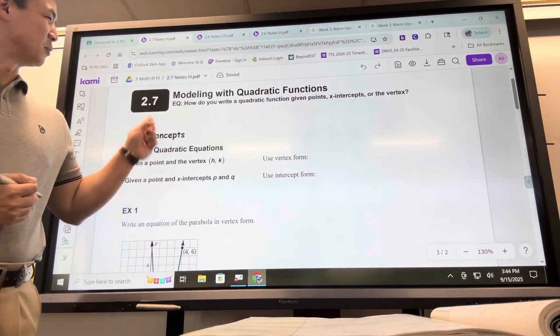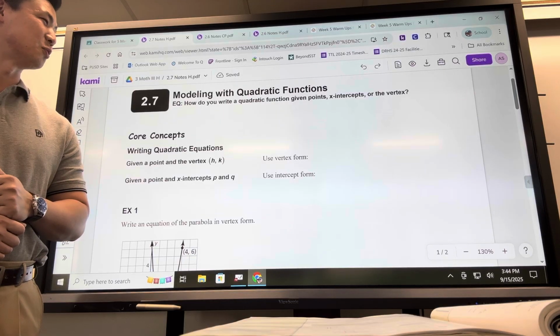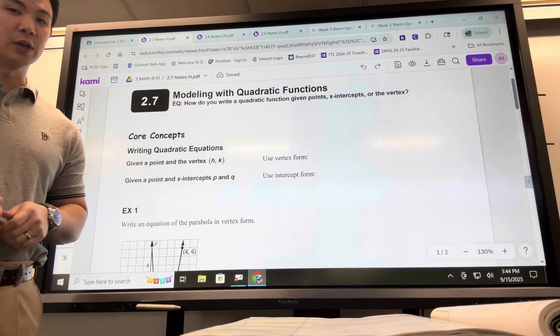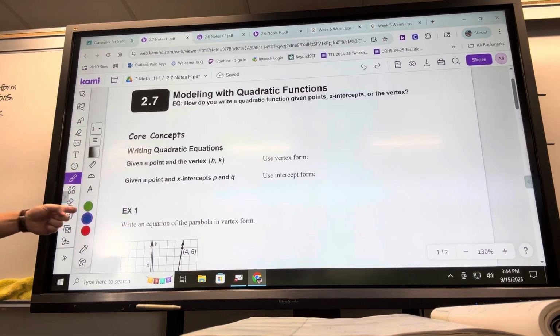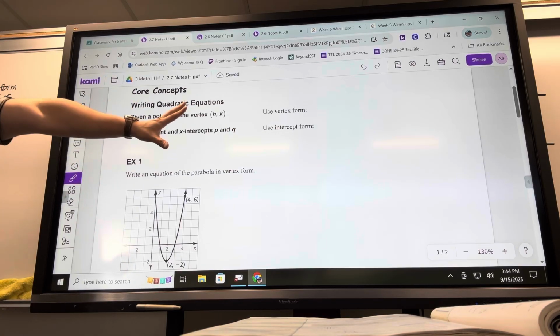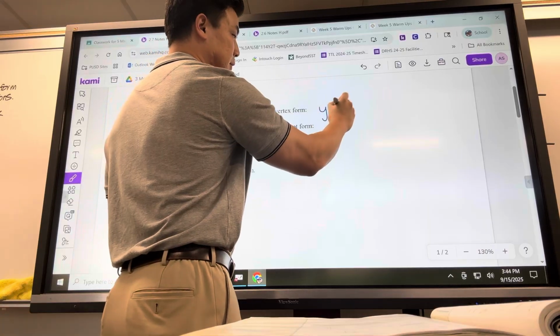Okay, today we're doing 2.7, modeling with quadratic functions. Our central question is, how do you write a quadratic function given points, x-intercepts, or the vertex? So we're going to be writing equations using either a graph or some information that's given to us. I'm going to be using both vertex and intercept form, but for today, we're just using vertex form.